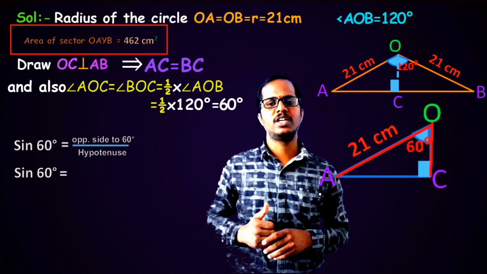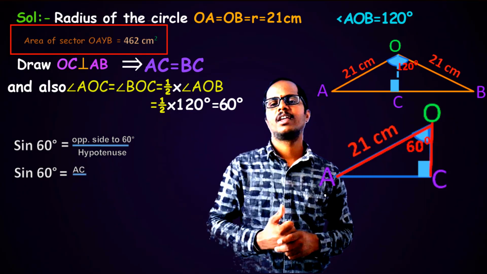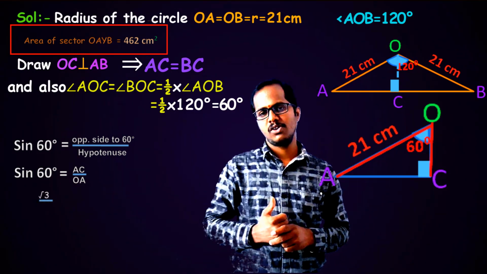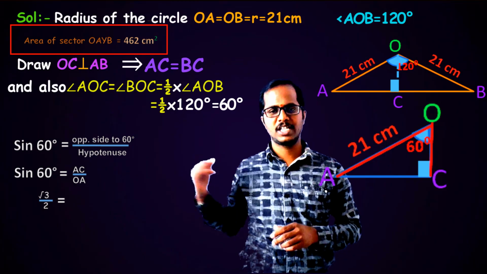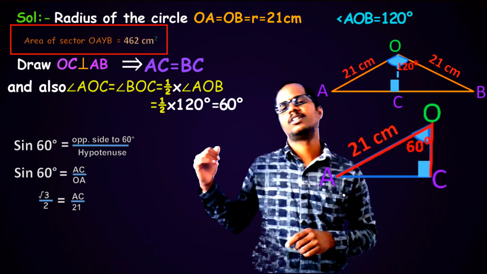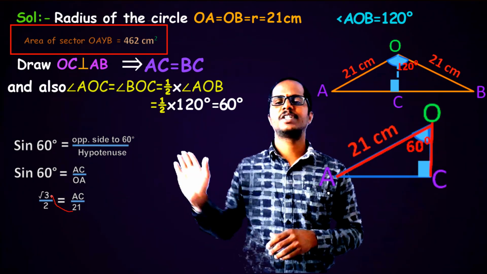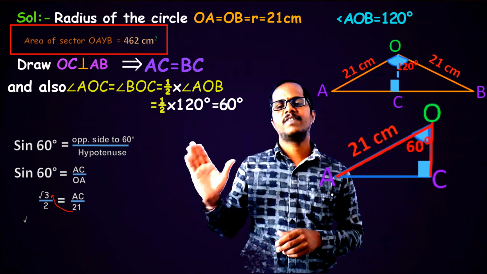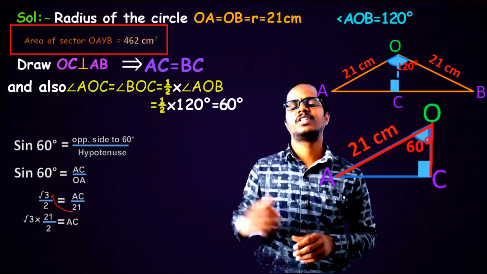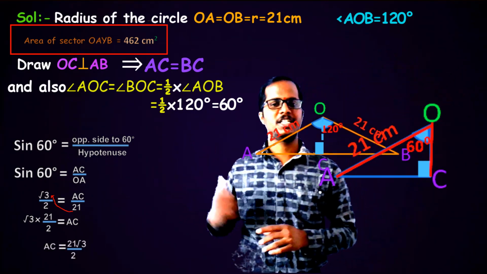the hypotenuse OA. So we get sine 60 degrees equals AC by OA, and here sine 60 degrees equals, we know that, root 3 by 2, and root 3 by 2 equals AC by OA. OA value is 21 centimeters, so we get AC by 21. Now transpose 21 to the left side, we get 21 into root 3 by 2 equals AC. So the length of AC equals 21 into root 3 by 2 centimeters.